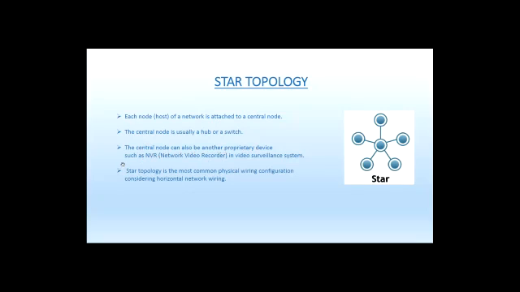The central node can also be another proprietary device, not necessarily a hub or a switch. It could be an NVR, which stands for Network Video Recorder, which is used with security or surveillance cameras in video surveillance systems. Now, star topology is the most common physical wiring configuration considering horizontal network wiring. Keep that in the back of your mind. We will touch on it in the next couple of slides.